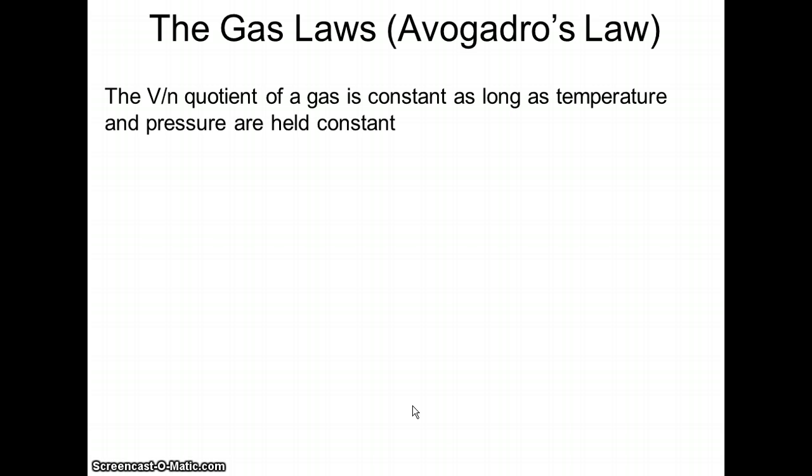The next law we need to discuss is Avogadro's law. Avogadro's law relates the volume of a container to the amount of gas inside it, as long as temperature and pressure are constant. And it's very similar in form to Charles' law. It's a quotient. So the volume-mole quotient is going to be a constant. So V1 over N1 will equal V2 over N2.